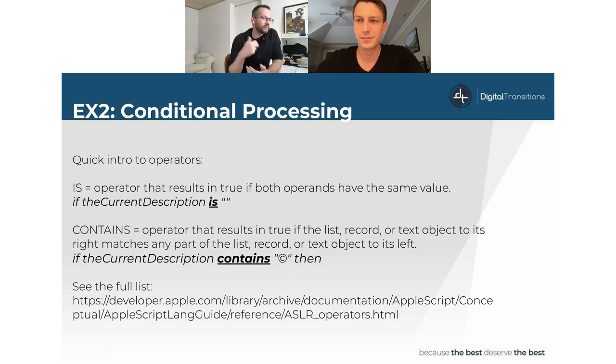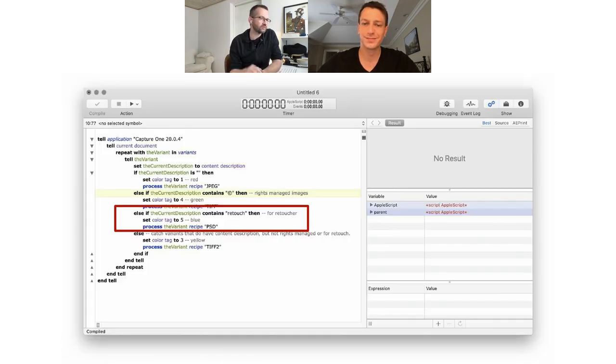So there are many other operators to be aware of: and, or, starts with, ends with, is greater than, less than, is greater than or equal to, and many, many, many more. We've included the link here to the actual official Apple developer documentation, so you can have a look and see the full list. And these are useful for all sorts of problems where you need to check different conditions depending on what your script's trying to do.